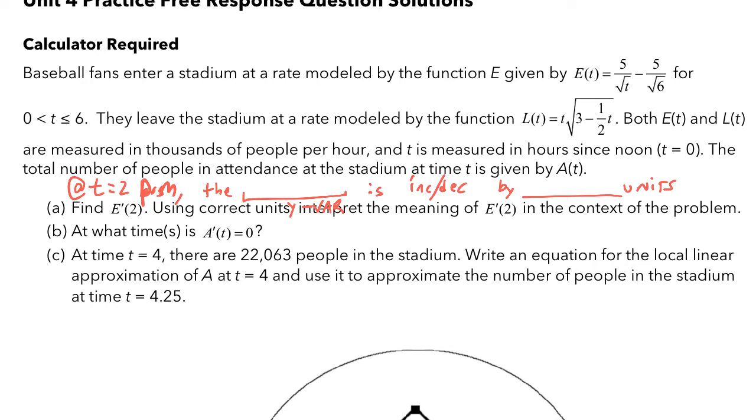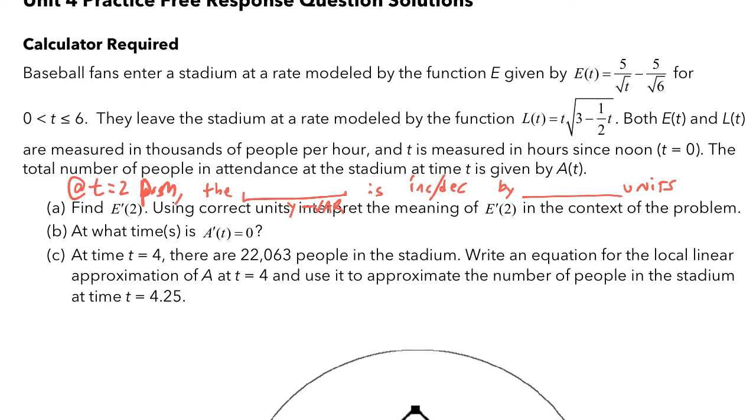Okay, well, the total number would be however many are there, plus however many are entering, minus however many are leaving. I don't actually know how many are there at this point. I do kind of in part C, but that's irrelevant because I just want to know when the change in the amount of people is 0. So at what point are the same number of people entering and leaving?